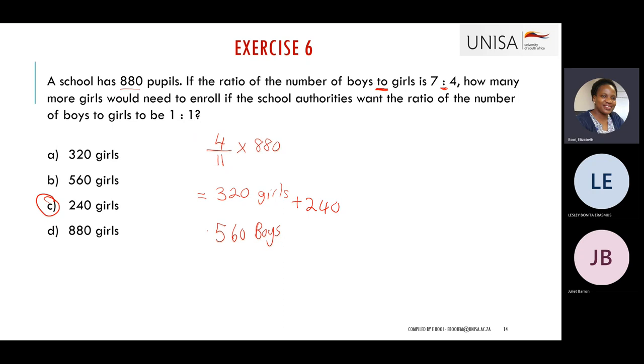So how did I get to 240? You calculate the ratio of girls. We know what the number of girls would have been out of the ratio of 7:4. So there are 560 and 320. And the gap, which is the difference between the number of boys and the number of girls, will give you the difference of how many more girls you need to enroll to make it 1:1.